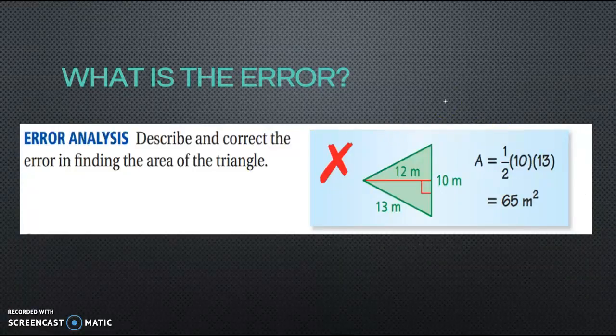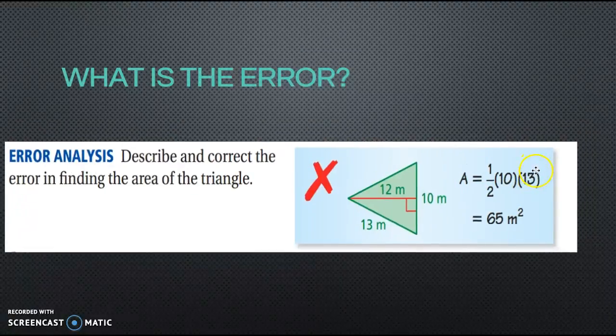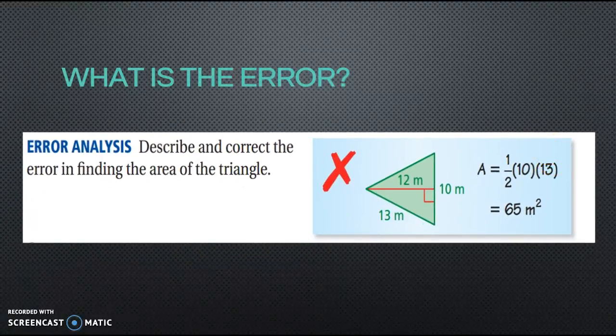Alright, so this question says, describe and correct the error in finding the area of a triangle. So they have a triangle over here, and they have the right formula because they have 1/2, and then they have the base of 10, but they messed up in the height over here. Now remember, just like we talked about in class, whenever you're talking about height, it has to be the straight height. So it has to be this one over here.